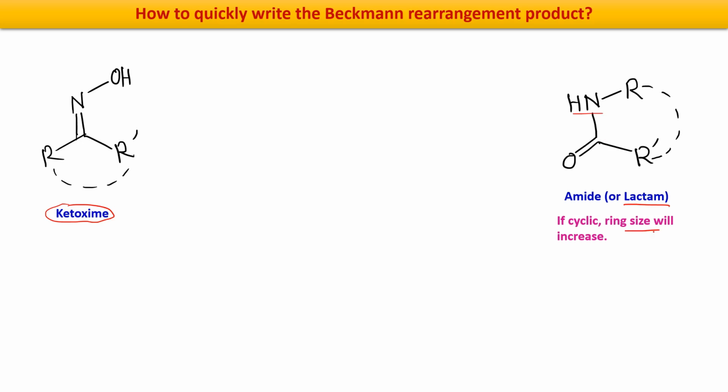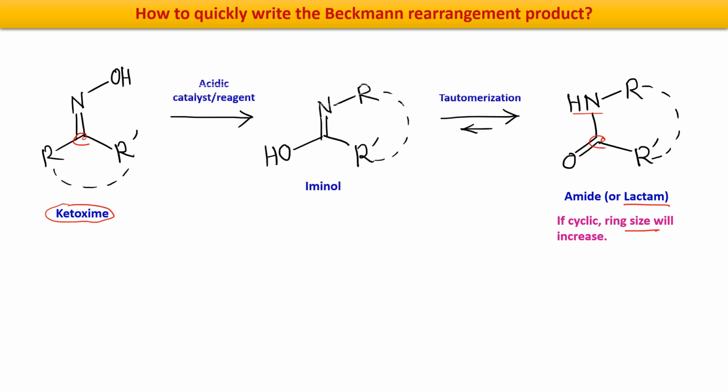And why will the ring size increase? Because if you look at the starting material, here we have a single carbon atom between R and R prime. But in the product, we have NH group and carbon. So that is why one extra atom is added. Ring size will increase. Now, what is the intermediate through which it is happening?